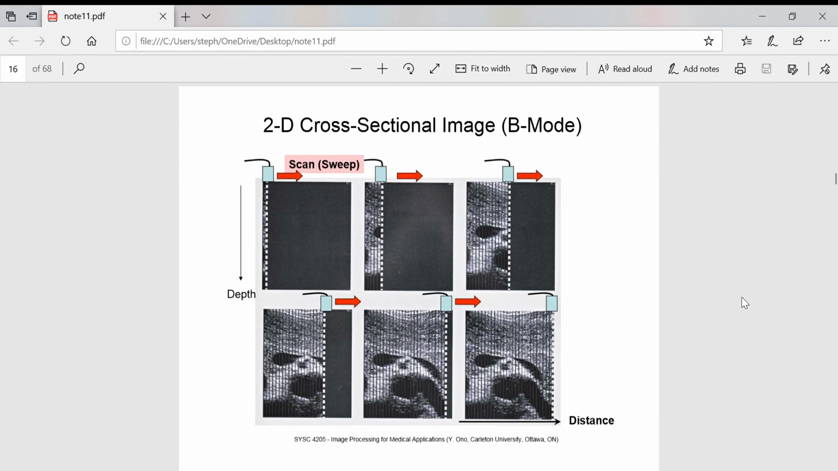This is an example of a 2D cross-sectional image. This is going to be a B mode. A B mode is a two-dimensional ultrasound image display composed of bright dots representing the ultrasound echoes. The brightness of each dot is determined by the amplitude of the returned echo signal. So basically, we're doing the same thing that we just talked about. We're scanning our transducer across the body.